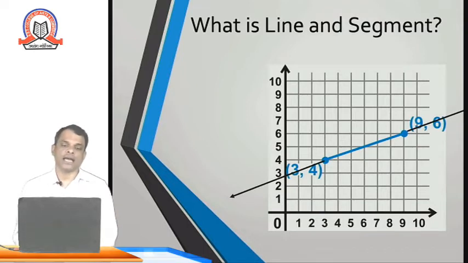Here in the diagram you can see a black color line. This line is extending up to infinity, and of this line we are using 2 particular points to define a segment. You can see the points 3, 4 and 9, 6. The part in between those points is a segment. So we can say that a segment is a part of a line, enclosed within a start and end point.